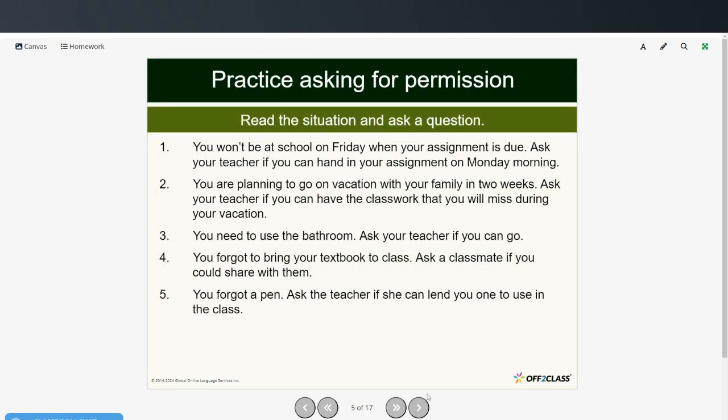All right, so practice asking for permission. So read these situations and then ask a question. You can try this on your own and then restart when you're ready to check your answers. So you won't be at school on Friday when your assignment is due. So ask the teacher if you can hand in the assignment on Monday morning.